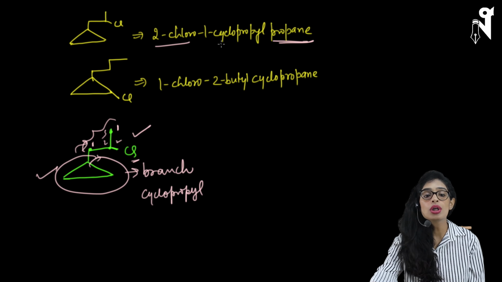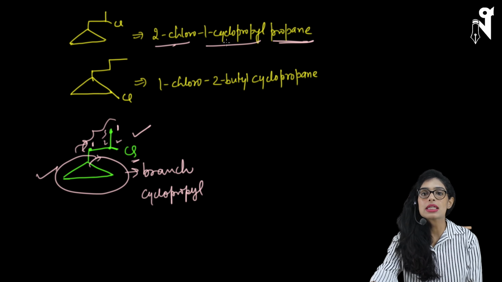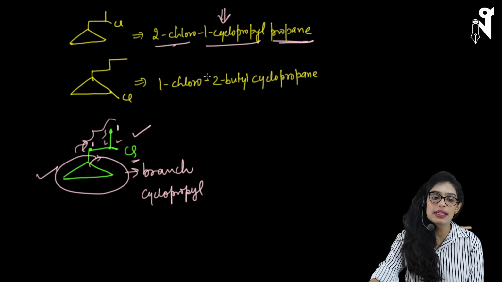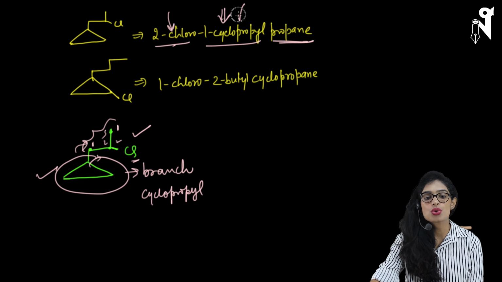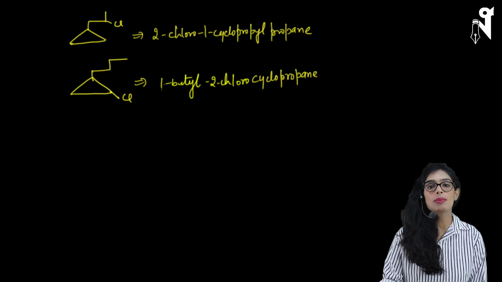Why is it 2-chloro? Why not 1-cyclo before 2-chloro? Because we ignore the term cyclo when we are comparing the alphabetical order. So here we are comparing C and P, and C comes first in the alphabetical order. That's why it is 2-chloro 1-cyclopropyl propane. So now let's talk about the second example.